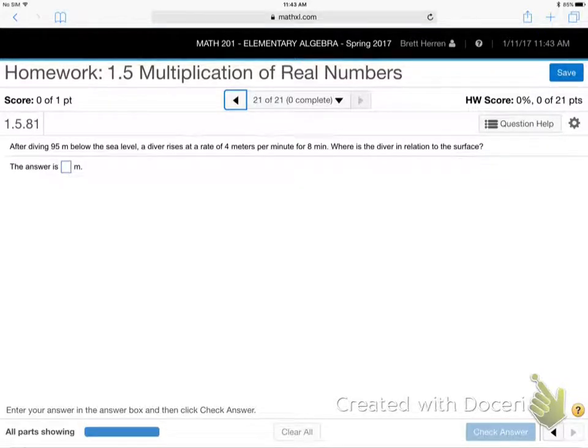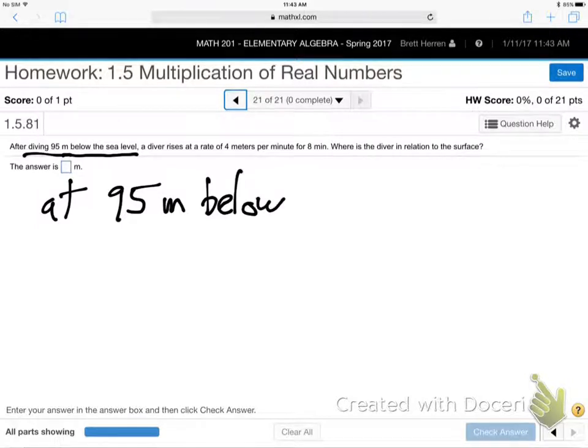Okay, so how about this one now? We're diving 95 meters below sea level. So the person is at 95, well, not miles, meters. Miles would be really far below sea level. So the diver is 95 meters below sea level.